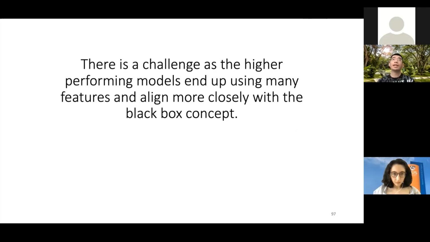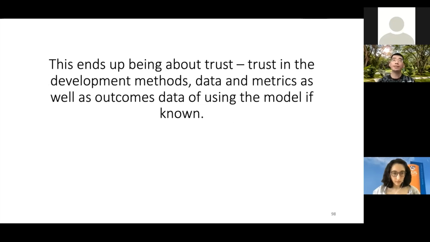So while it may be true that many clinicians are more comfortable with models that have predictions which are easily understood, it becomes a challenge when they start using black box models that may be more accurate because they use many different features, but force a difficult choice of performance over interpretability, right? And this ends up being mainly about trust. So you have to trust the development methods, the data, the metrics, as well as the outcomes data of using the model if that is known.